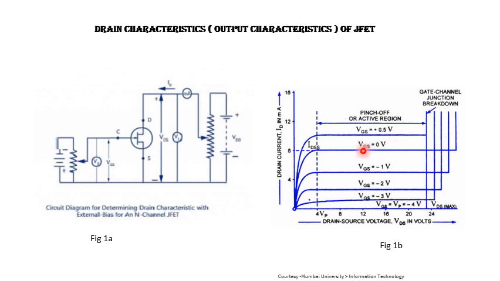The second curve is for VGS equal to 0. Then VGS is -1, that is reverse bias of 1 volt is applied. Then reverse bias of 2 volt, then 3 volt, then 4 volt. In this manner, for different constant values of VGS, the variation of drain current is drawn against the variation of drain and source voltage, that is VDS.